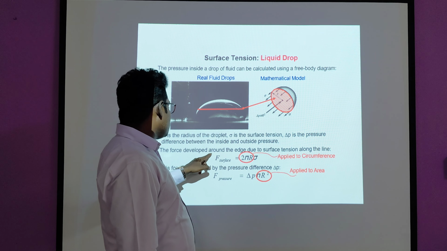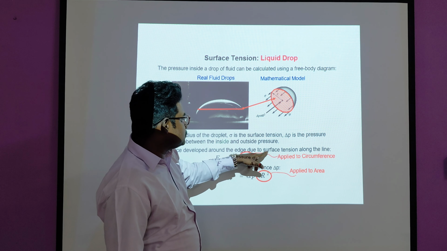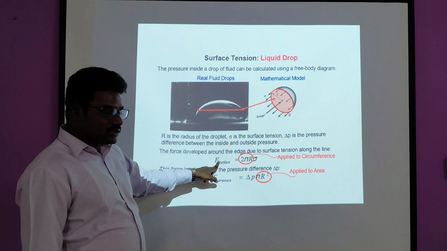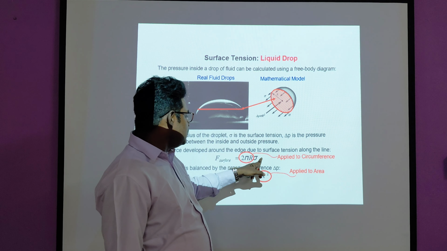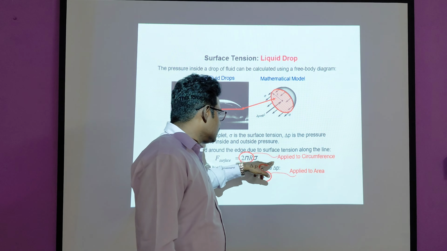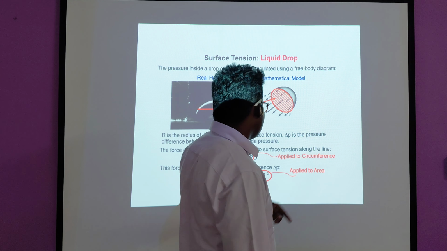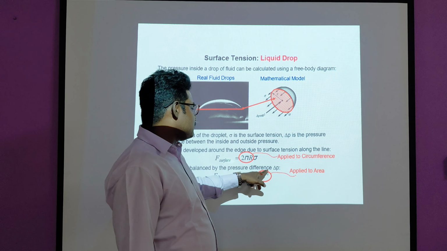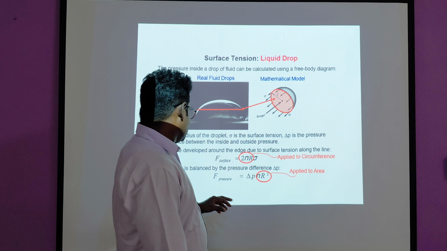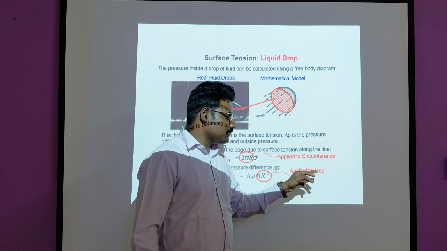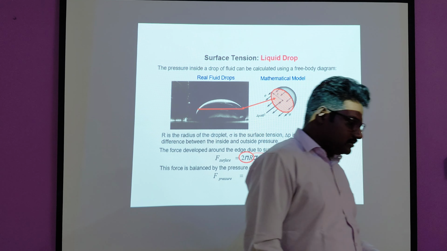Okay, the force developed around the edge due to surface tension along the line. So F surface is equal to 2 pi r sigma, applied to the circumference. This force is balanced by the pressure difference delta P. F pressure is equal to delta P pi r square, applied to the area.